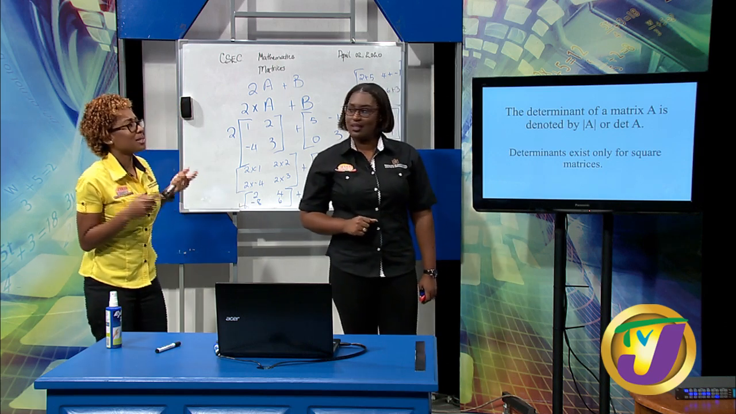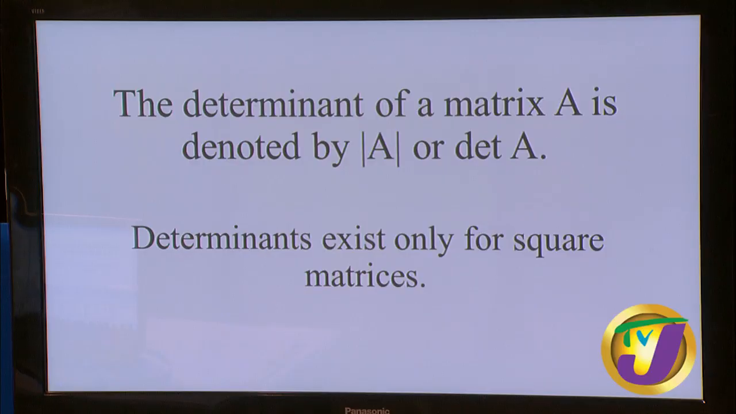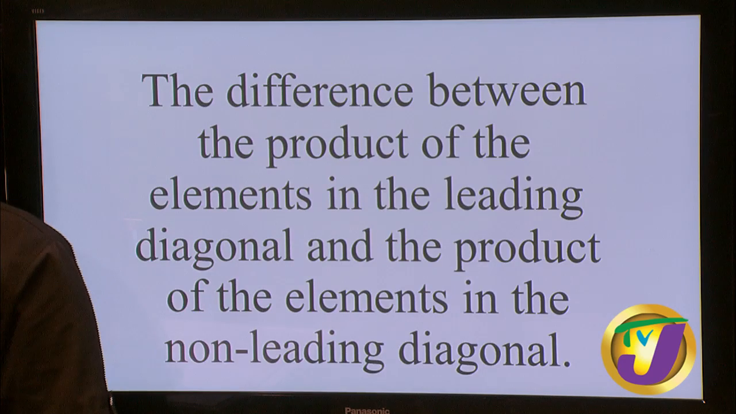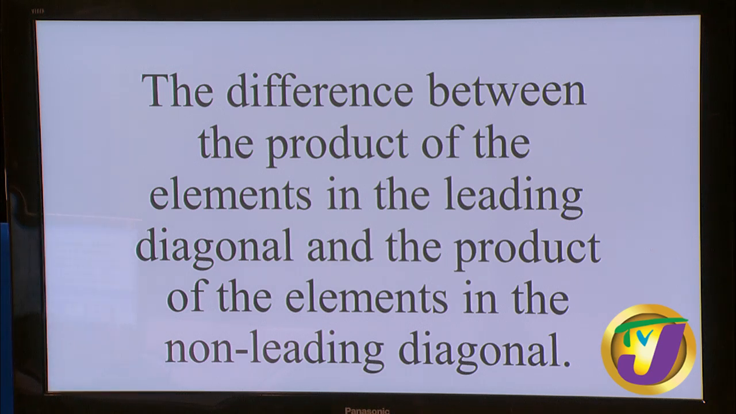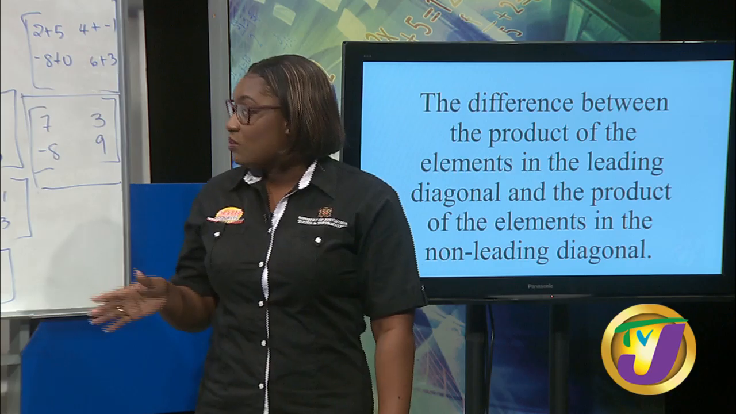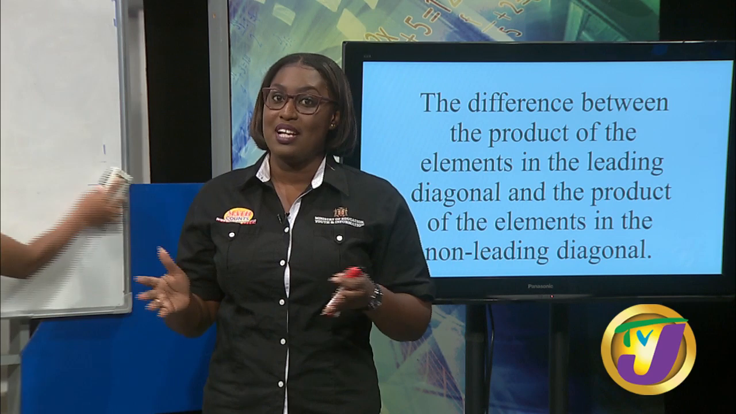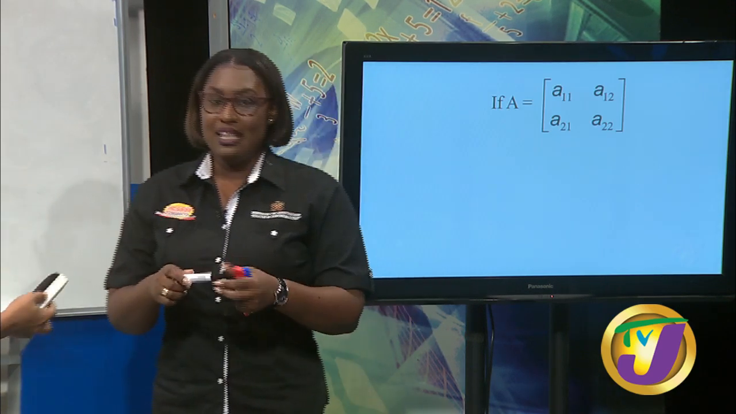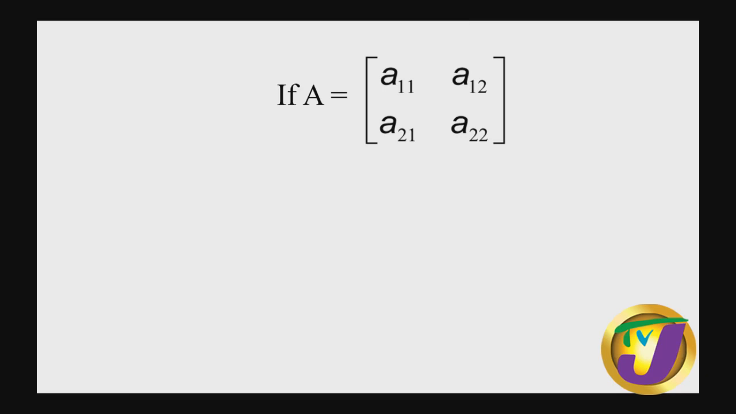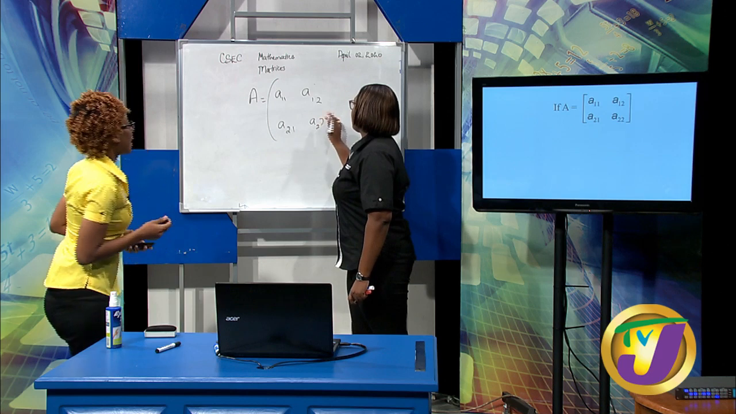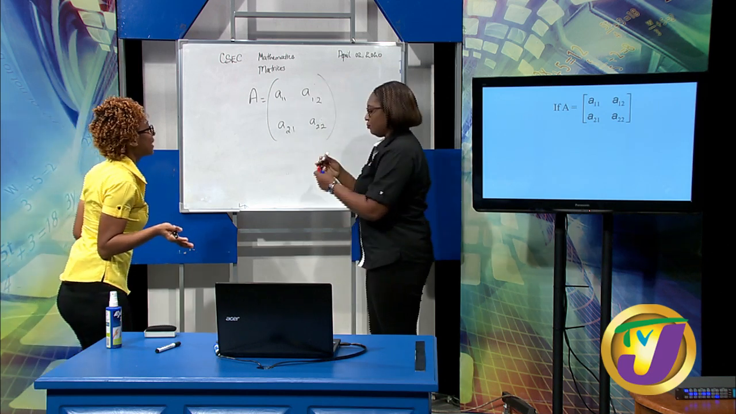Well, how are we going to find the determinant of a square matrix now? All right, so let's see. The difference between the product of the elements on our leading diagonal and the product of the elements on our non-leading diagonal. So first, we have to start off by establishing what our leading diagonal is and how we find our non-leading diagonal. So given any matrix, we have matrix A: A11, A12, A21, A22. Can you show us what you mean by leading and non-leading?